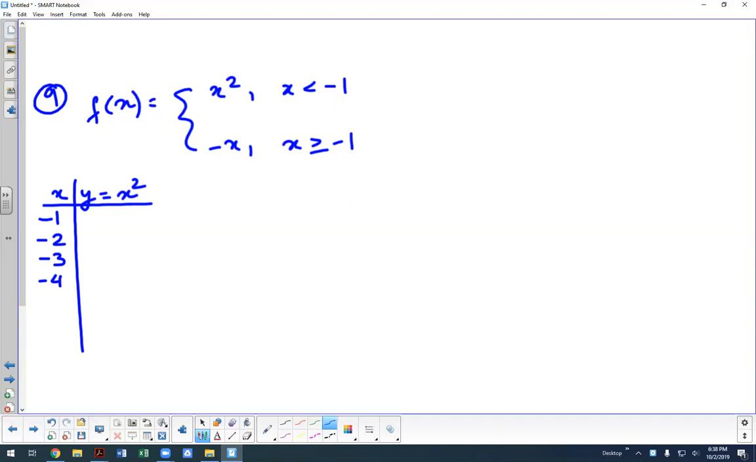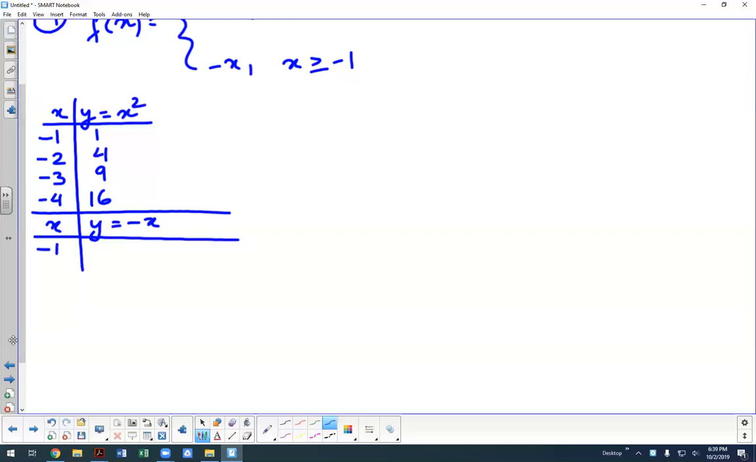Of course, since we're taking squares on all of these numbers, they're going to become +1, +4, +9, +16. For our second piece, which is the -x, they're asking us to go with points starting from -1 and greater than that. So we can do -1, 0, 1, 2, 3, and again, as far as you want to go. Now, since this is basically taking the negative of x, your signs will change. So this becomes +1, 0, -1, -2, -3.